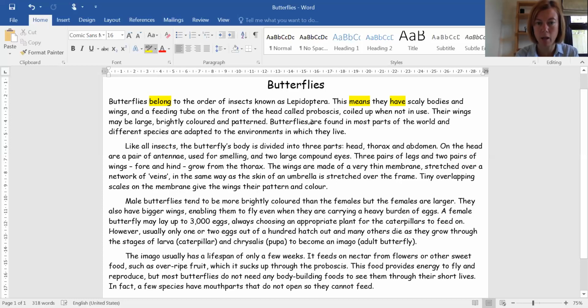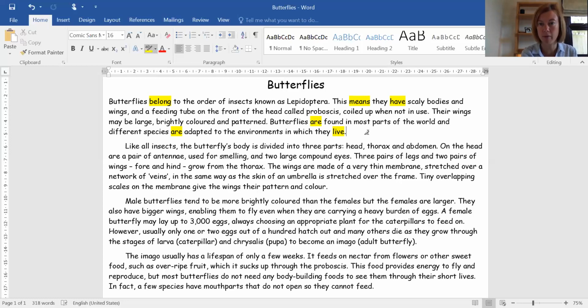And butterflies are found in most parts of the world, and different species are adapted to the environments in which they live. So just in that first paragraph, we found a number of verbs that are in the present tense. So what we can do, if you like, you could put a tick in this box to show that we've found examples that this is written in the present tense. Now I'm not going to go through all the paragraphs and find all of the verbs in the present tense. We will see some as we read on.